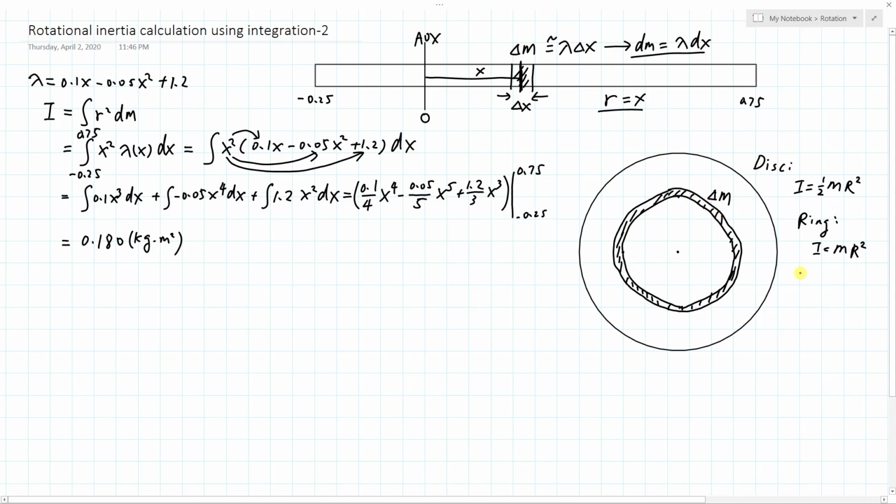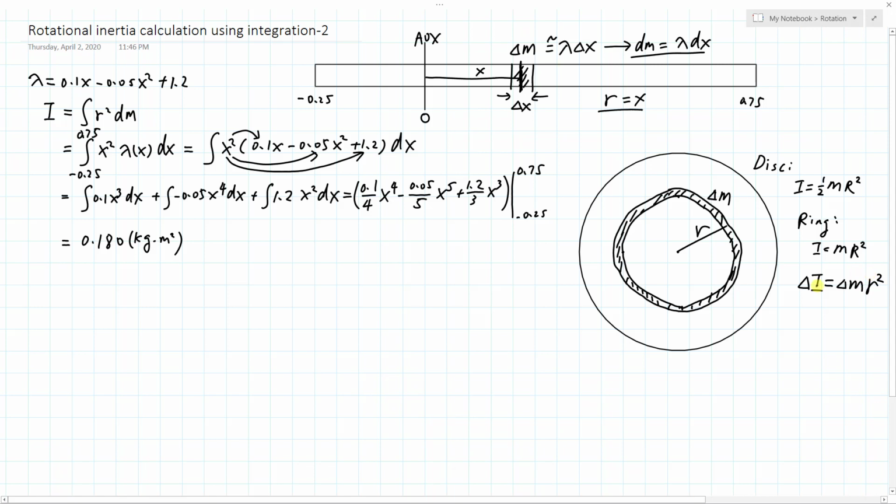So this little ring will have this delta in rotational inertia, which is delta m times the radius of the ring squared. So let's use a lowercase r, which means that r is going to change with different concentric rings, right? So delta m times r squared.